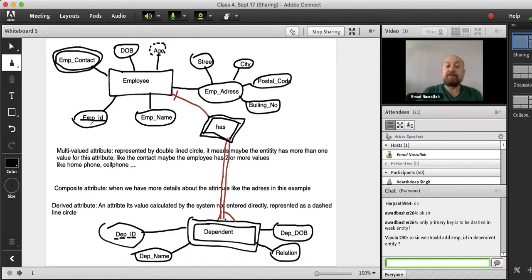Yes. Only the primary key is underlined with a dashed line for the weak entity. No, we should not, because the relation represents that.